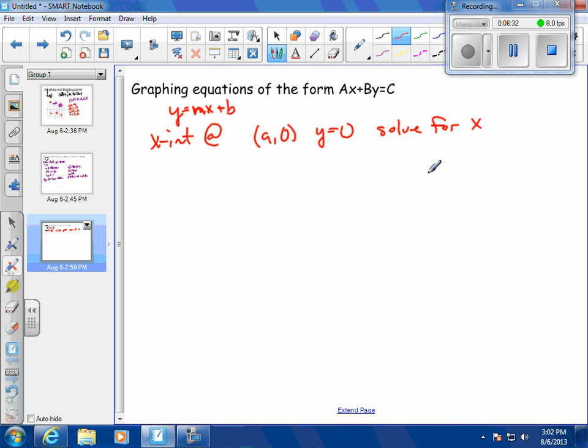To find the y-intercepts, I'll actually spell out intercepts for you. Y-intercepts happen at just the generic (0, b). B is your y-intercept. That's where we call b up here too as well. We're going to let x equal 0. So we have x equals 0, and then we will solve for y.